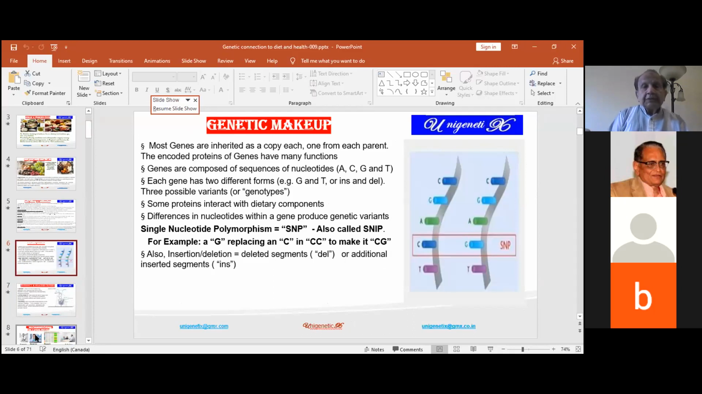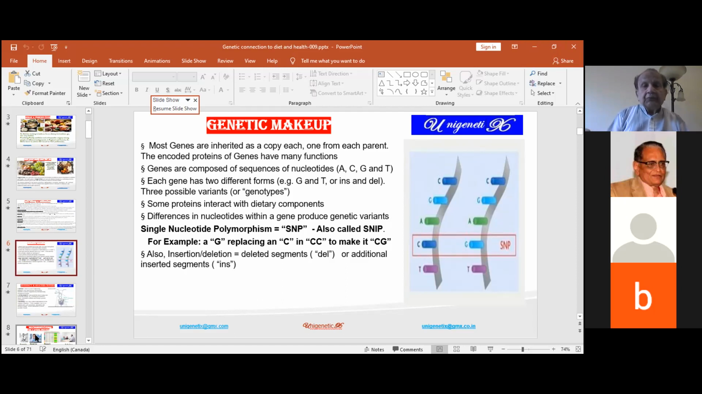Most genes are inherited as a copy each, one from each parent. The encoded proteins of genes have many functions. Genes are composed of sequences of nucleotides A, C, G, and T. Just 4 types and various combinations. So father gives A, mother gives A, father gives C, mother gives C, like that. Or father gives A and mother gives G. That is the variant.